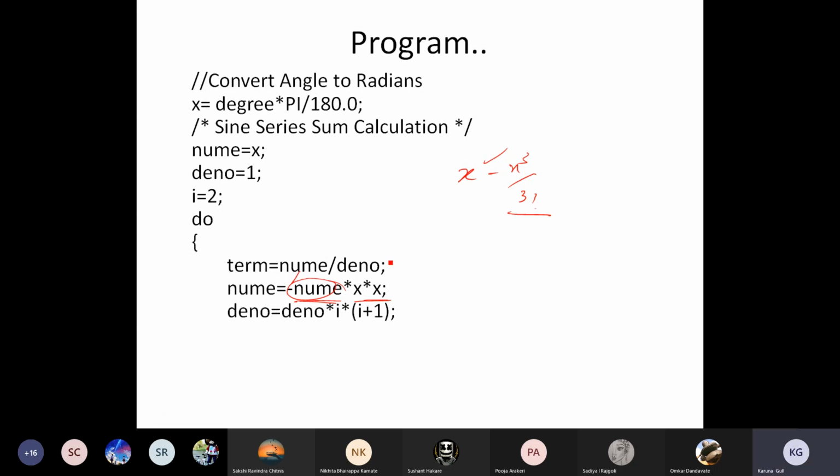Is it okay? Denominator is 1 here. 1 is multiplied with 2 and 3, so this is nothing but the 3 factorial. Then I'm supposed to find the sine value there.